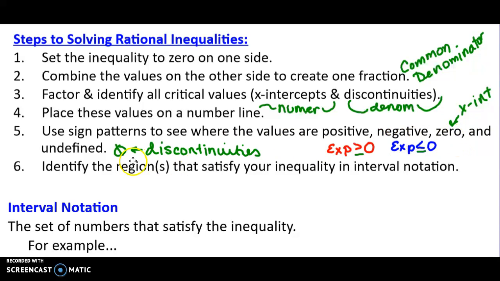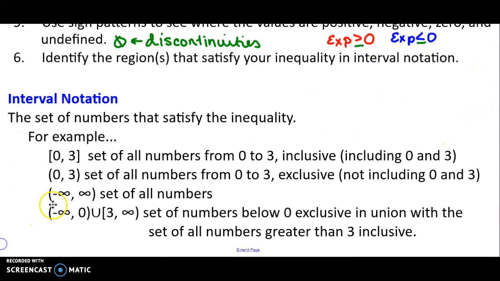Or where it is equal to 0 and undefined. So we will identify those regions that satisfy the inequalities. Positives would be greater than 0, negatives less than 0. And we write our answer in interval notation. And there's some information on interval notation.